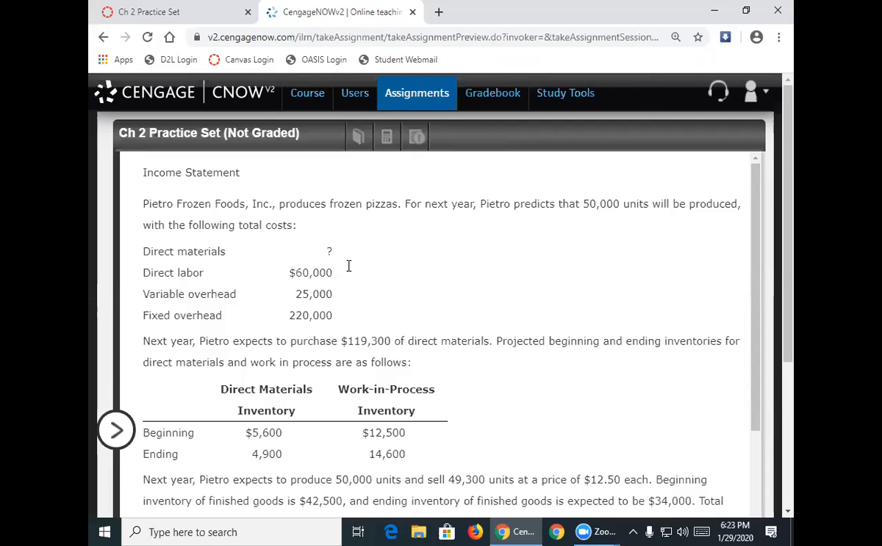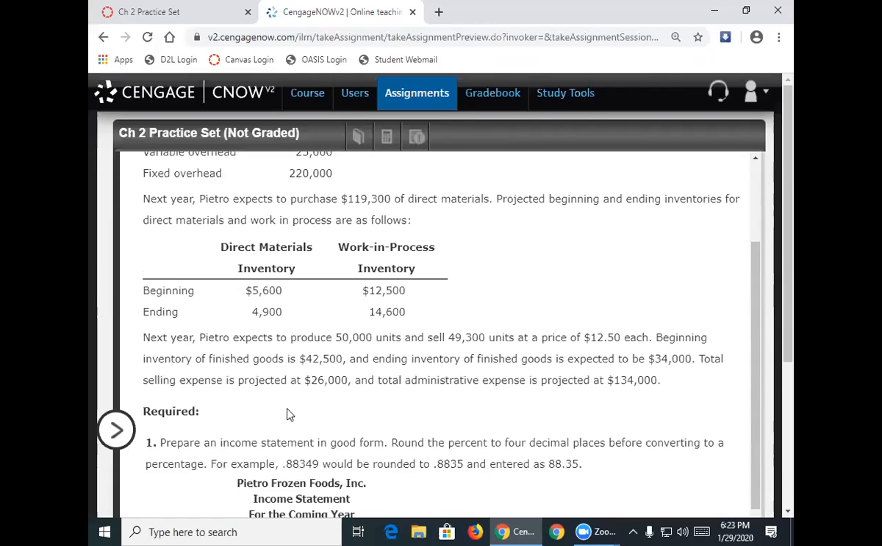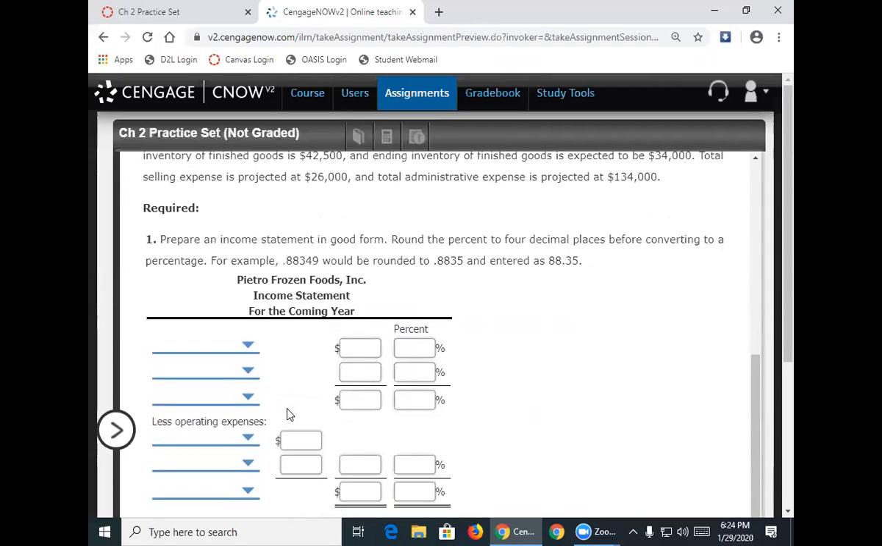Okay. So on this one, what we're doing is an income statement now. So same information. We have all of our data on the board. So we're going to assume on your homework, you've done all of this. And now we're to the statement part. So new information, he expects to produce 50,000 units and sell 49,300 at a price of $12.50 each. Same finished goods information. And then he just tells us total selling expense is 26,000, administrative expense 134,000. So they want us to do an income statement, and as you can see, they want to do it with our percent of sales on here as well.